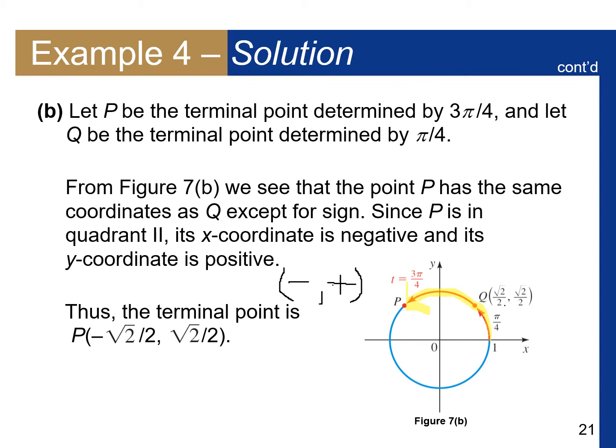So hopefully you're getting the idea that if you get the common values that we are studying in the first quadrant, you can figure out what those values are in quadrants 2, 3, and 4 by thinking about the signs.